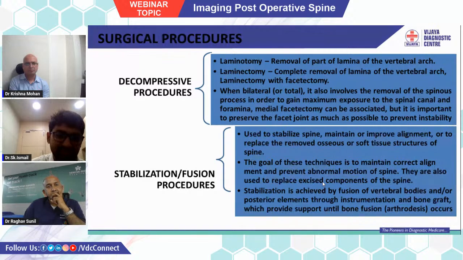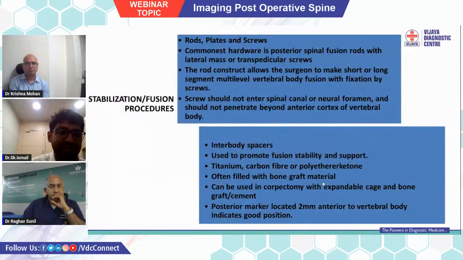And in stabilization and fusion procedures, the main aim is to improve alignment, reduce abnormal motion, and help with the final goal of bony osseous fusion. So this stabilization or fusion procedure is usually done with rods, plates, and screws with interbody disc spacers, interbody disc cages, or, in cases of vertebral body disease, tumors, or infection, when corpectomy or resection has been done, with bony grafts. So the rod construct allows the surgeon a short segment or a long segment multi-level vertebral body manipulation and fusion, and the screw helps in fixation.